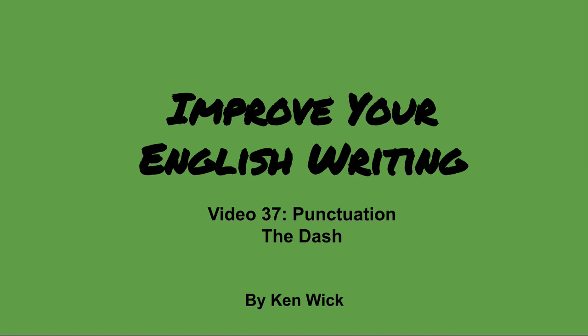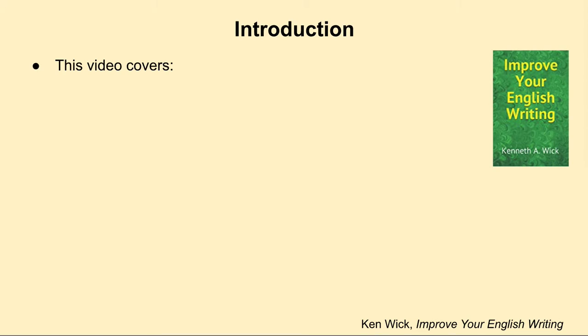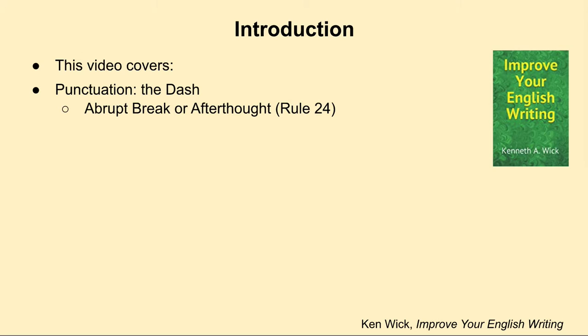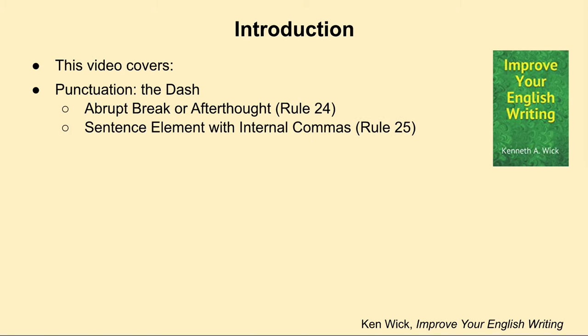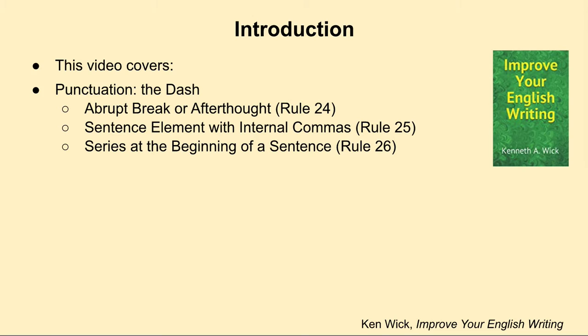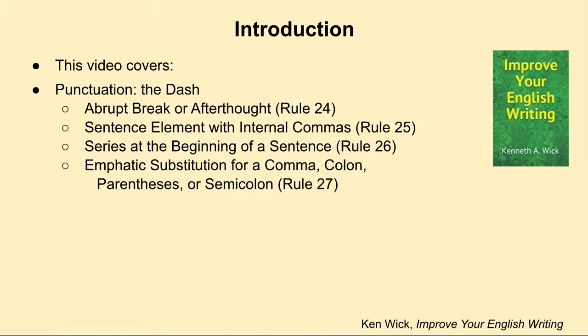Welcome to Improve Your English Writing, video number 37, where I'll be discussing the dash, and I'll be covering the specific topics of an abrupt break or afterthought, which is rule number 24, a sentence element with internal commas, which is rule number 25, series at the beginning of a sentence, rule number 26, and emphatic substitution for a comma, colon, parentheses, or semicolon, which is rule number 27.